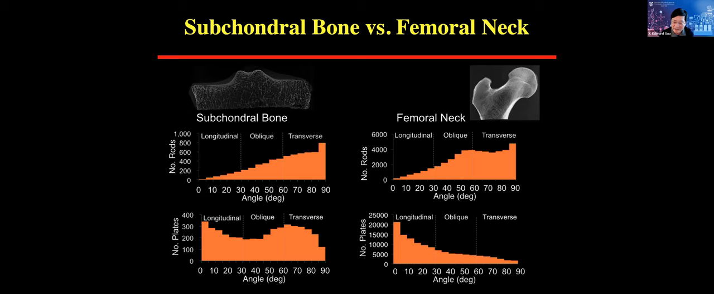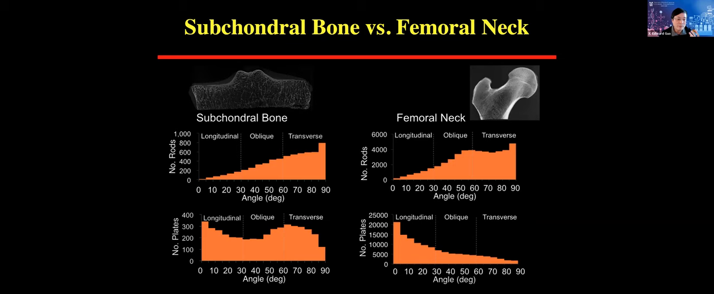It's plate dominant. So looking at the left side, it's really the subchondral bone underneath the knee, the tibia, right, in here. And the rod distribution is very similar. Most of them are in transverse directions. And for the plates, you can see they are predominantly in the longitudinal direction, but there's also one close to the transverse direction, with another kind of peak around there. So therefore, it looks like the hammer has two humps.